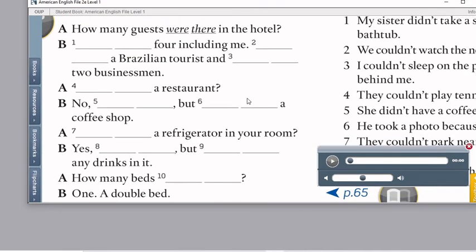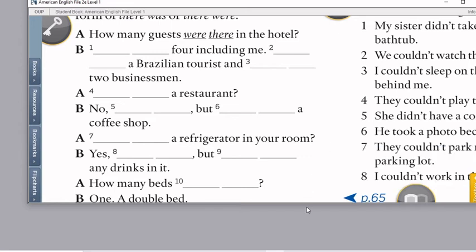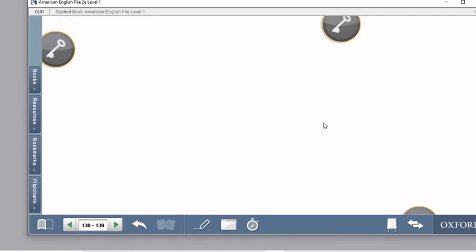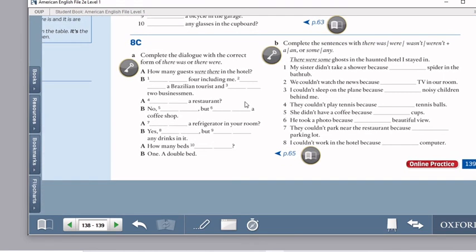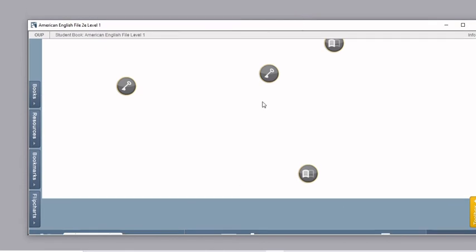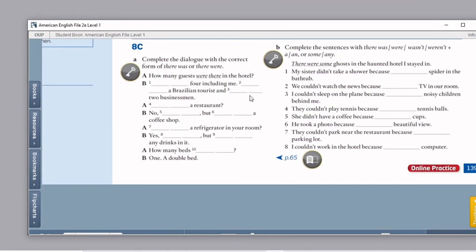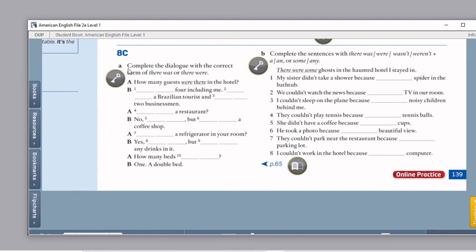On page 139, we have file 8, letter C. A. Complete the dialogues with the correct form of there was or there were. This is a dialogue between A and B. So, how many guests were there in the hotel? It's a question. Guests is plural, so you use were there.